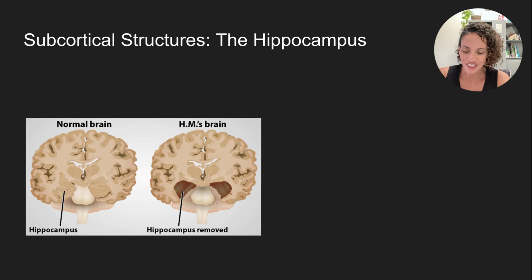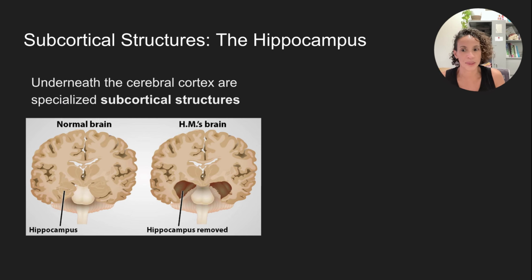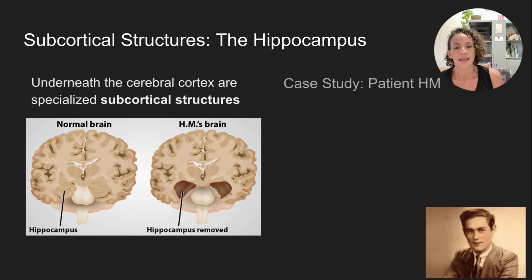Underneath all those structures, under the cerebrum, as I mentioned, we have subcortical structures. So under the cortex and under the cerebrum. And one of them is the hippocampus. This particular structure that's shown here in a normal brain with the hippocampus, and next to it to the right, holes essentially where the hippocampus was removed in this famous case study that we know as Henry Molaison.